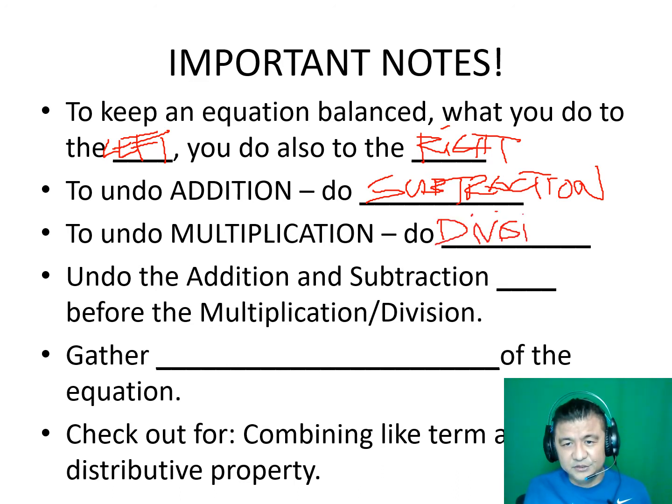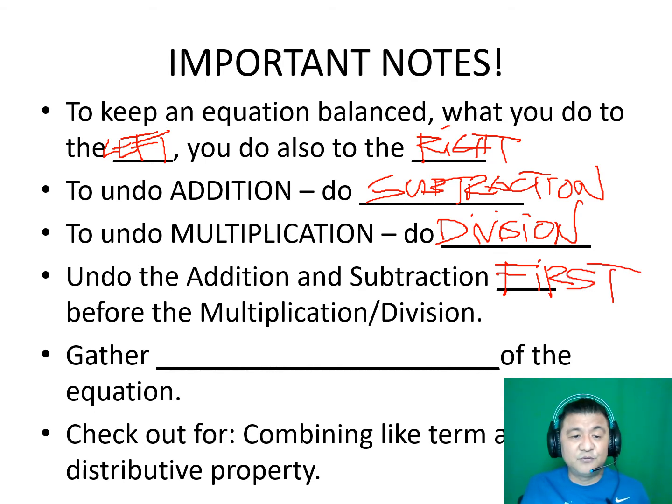Say it, division. Now, you undo the addition and subtraction first, before doing the multiplication or division. It's just like the opposite of PEMDAS, right? The AS will go first, the addition and subtraction.